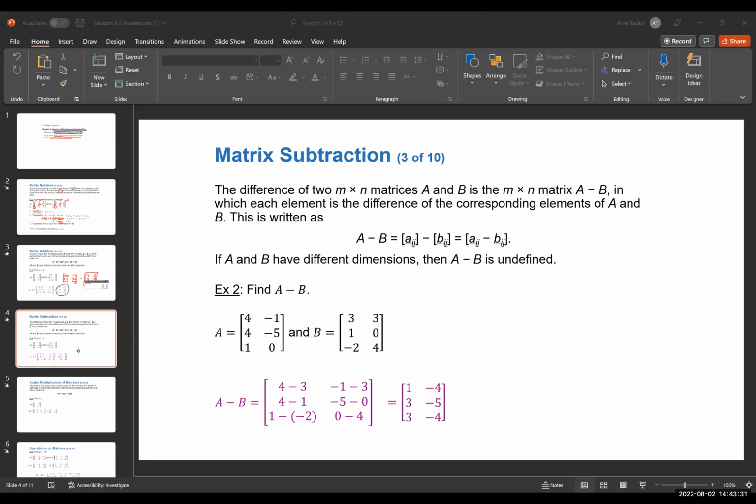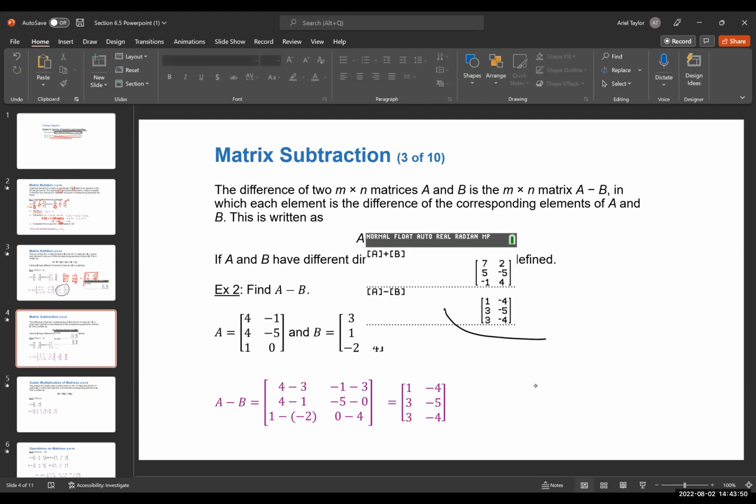So I'm going to go to second. Let me make this bigger. I'm going to go to second matrix. And I'm going to say A minus second matrix B. And there's your answer. That's how we do it.